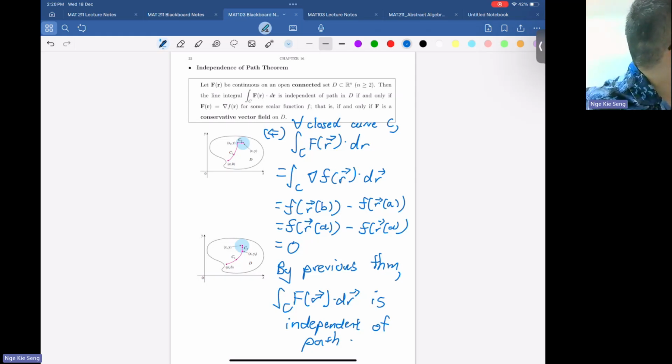So in the other direction, you need to find the scalar function. The other direction is what? You need to assume that the integral is independent of path, and then you prove that it is a conservative vector field. To prove that it is a conservative vector field means what? It is the gradient of some scalar function. So you need to pick the scalar function, or you need to prove it exists. In this case here, we find it for you. What is the scalar function here? The scalar function we find here looks like this. This is my scalar function.